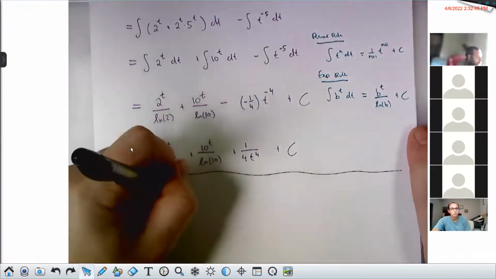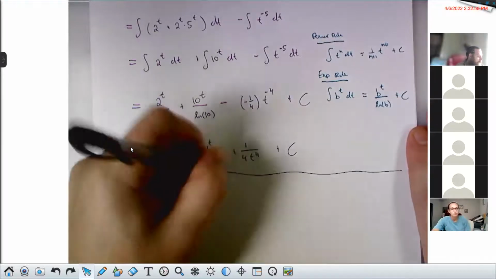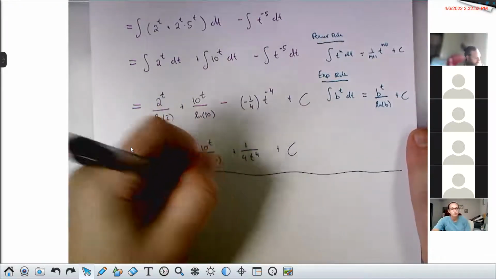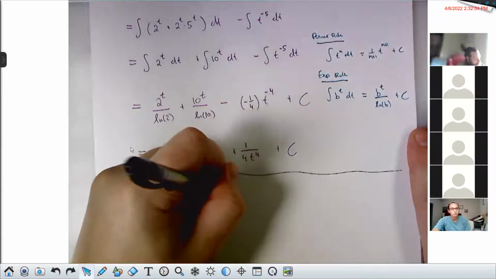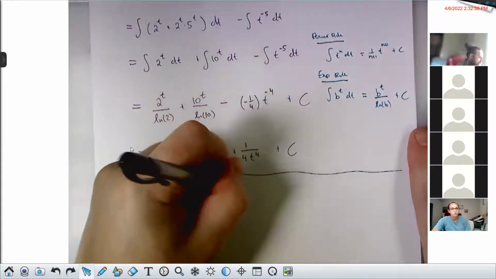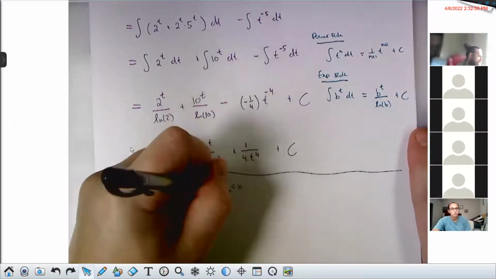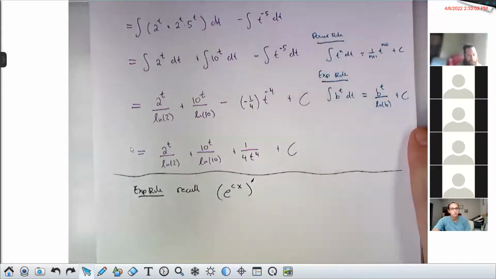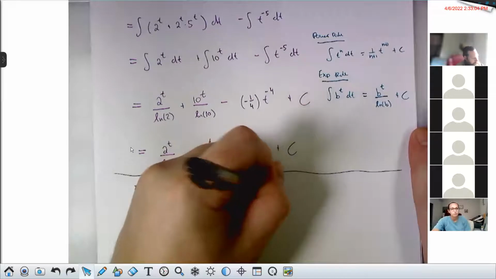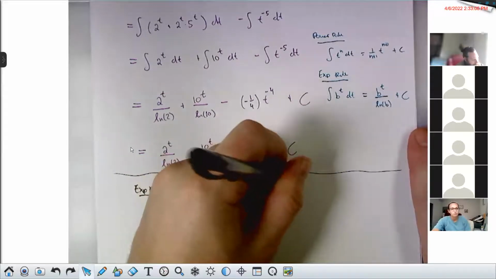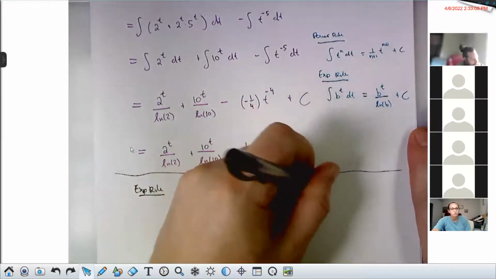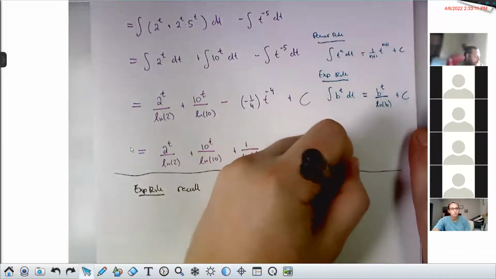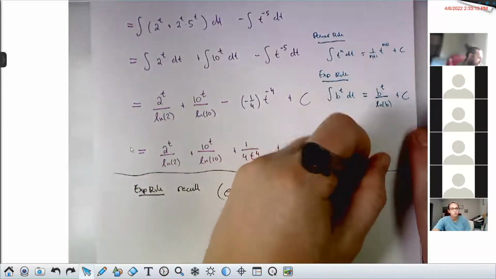I can say, recall that if I have e to the cx and I want to differentiate that by the chain rule, this is e to the cx times the derivative of cx, which is c e to the cx.